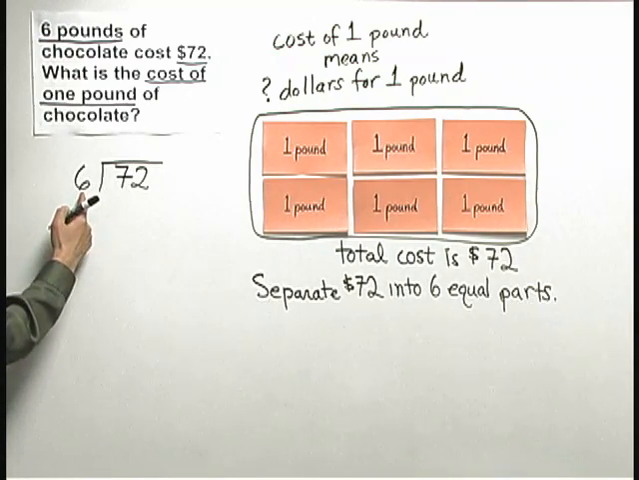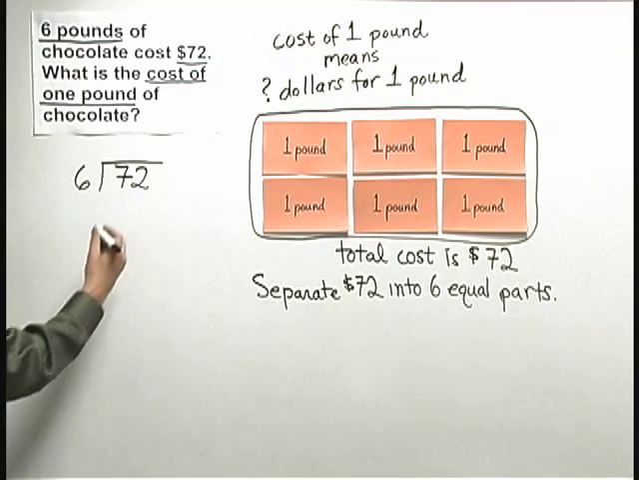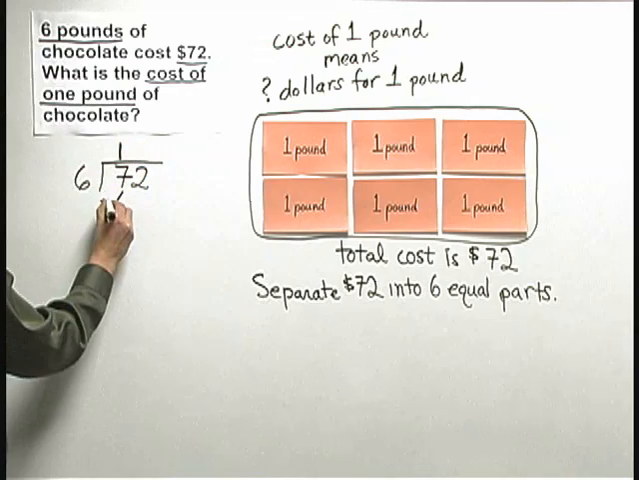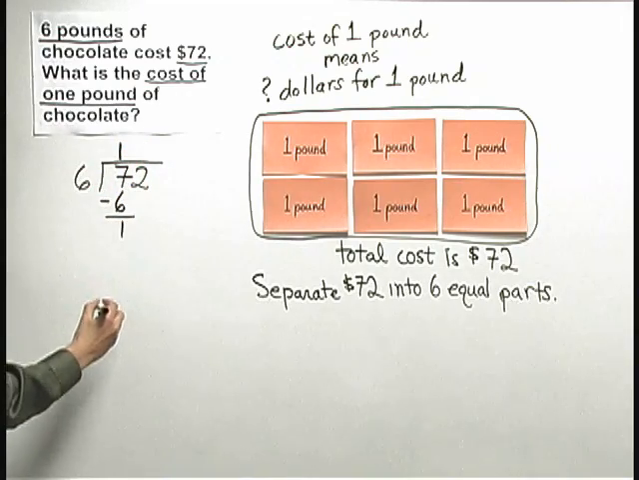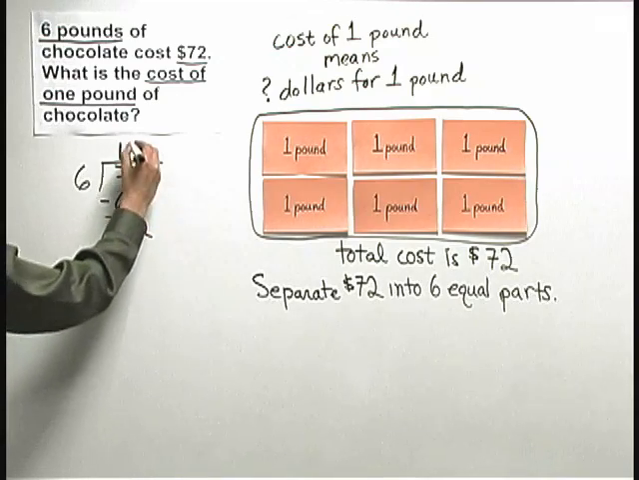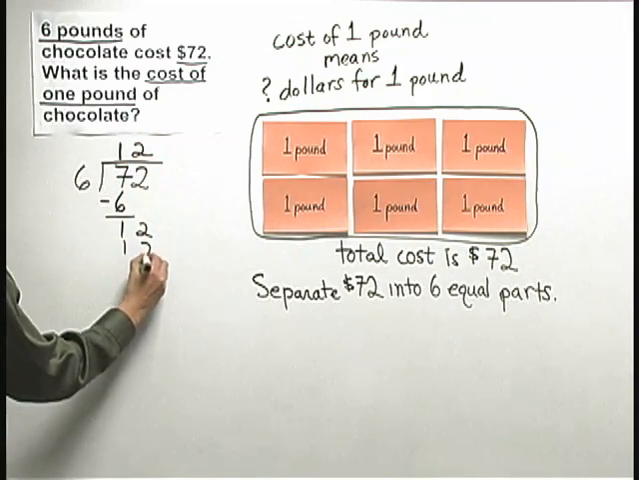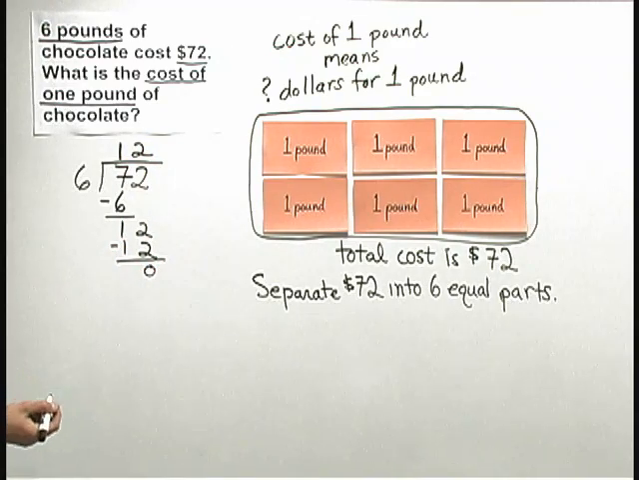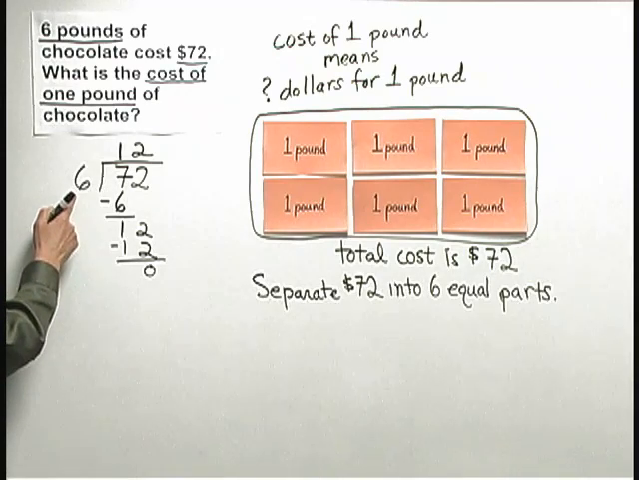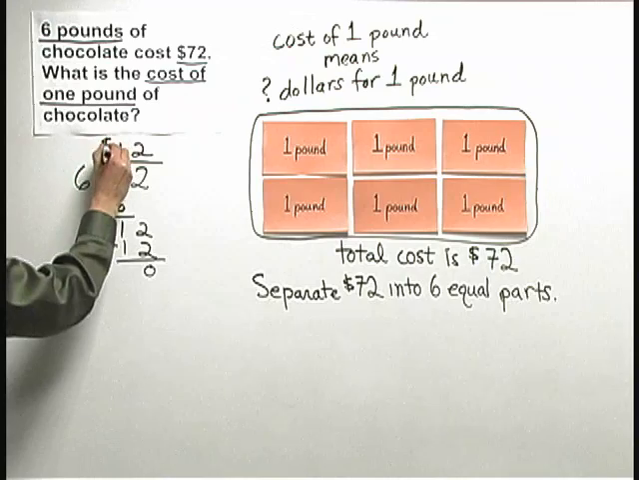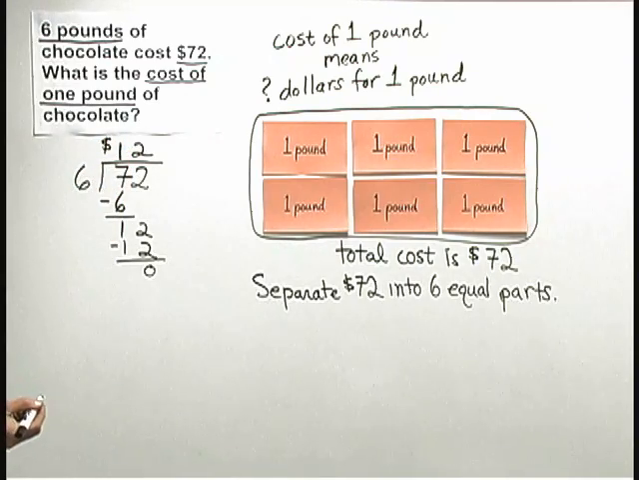Now, to do long division, I think about 6 going into 7. It goes in 1 time. 1 times 6 is 6. I subtract and get 1. Bring down the 2. 6 goes into 12 2 times. 2 times 6 is 12. Subtract, I get 0. So when I separate $72 into 6 parts, I get 12. That means $12 for each part.